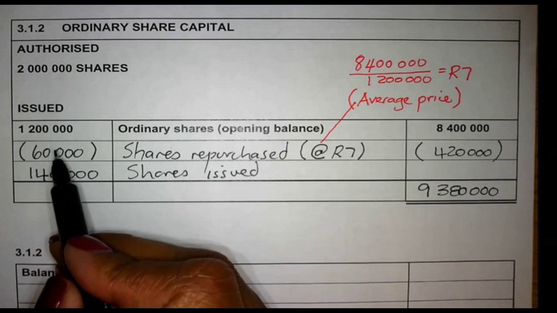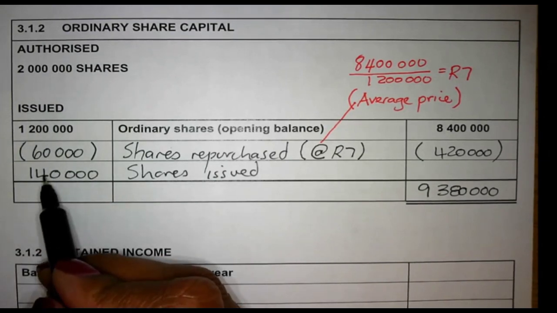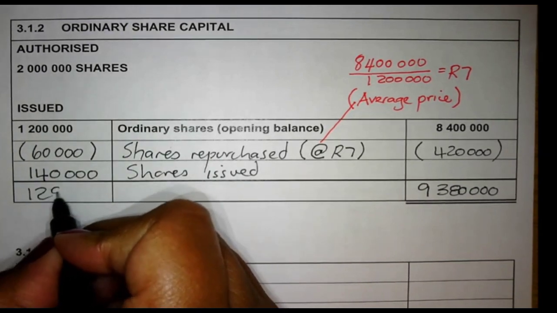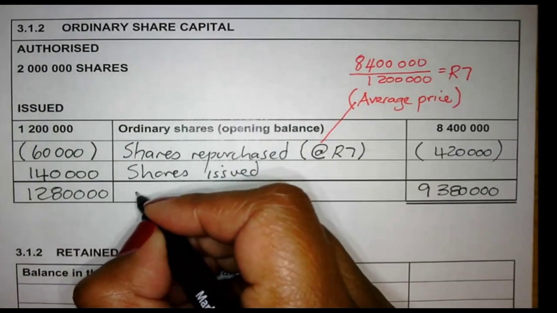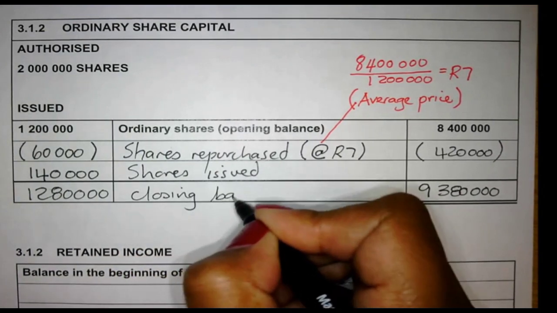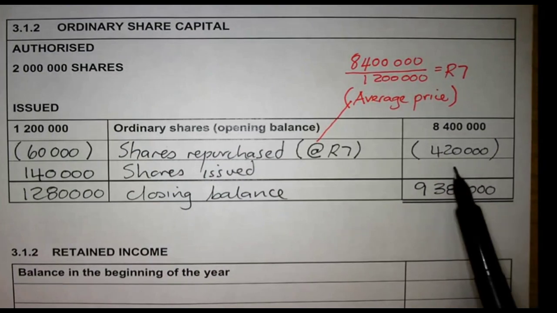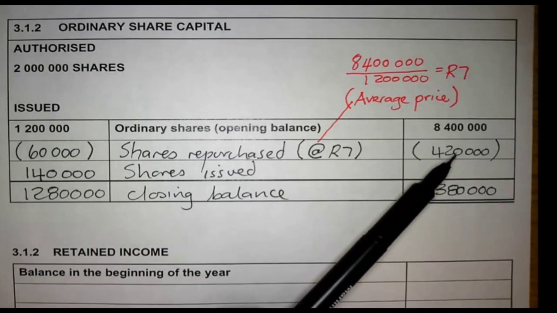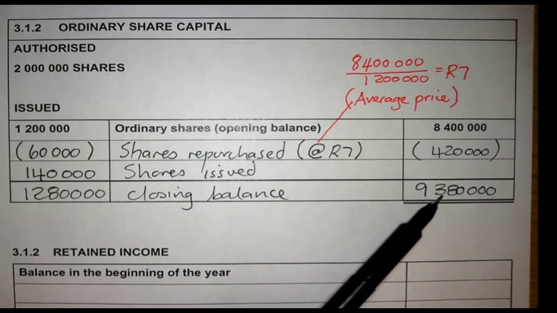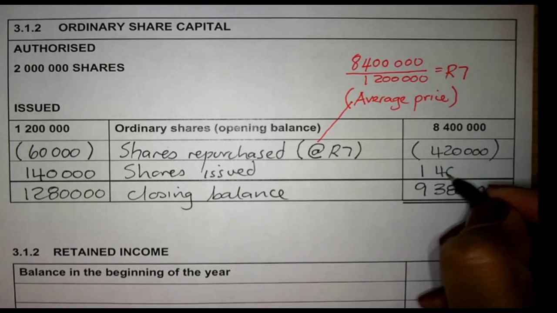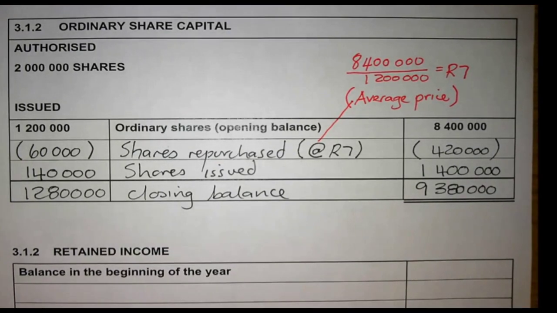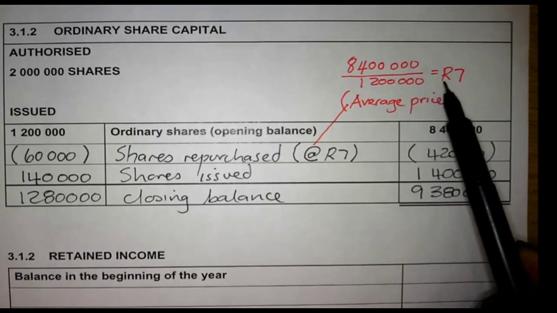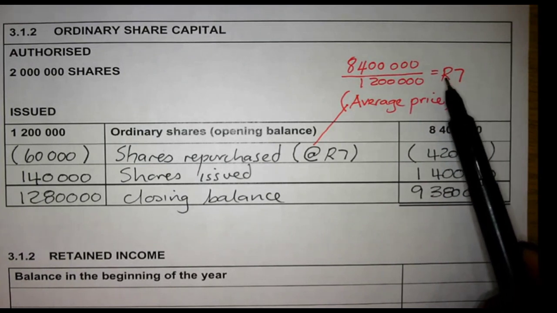I started out with 1,200,000, I repurchased 60,000, and I issued 140. So now I have 1,280. I'm just finishing it off, and that is my closing balance. So how do I work out my issue price? I simply say opening balance minus repurchase minus closing balance. And that gives me 1,400,000. So I can see that I issued it at 10 Rand. But you don't have to write it in. And there you have 7 marks. All you need to know is that is the amount I use, the average price.